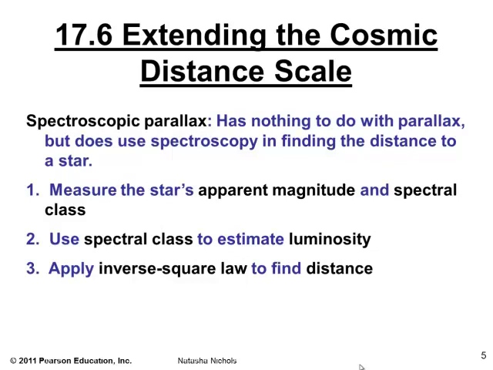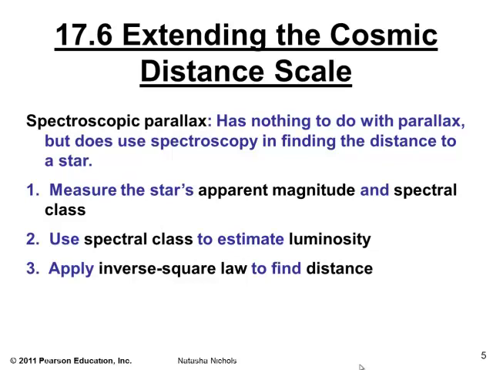There are 3 steps. In step 1, we start by measuring the star's apparent magnitude and spectral class. So we take a look at the star in the sky and we see how bright it looks to be, the apparent magnitude, not the absolute magnitude. And we figure out the spectral class. Spectral class, remember, has to do with temperature.